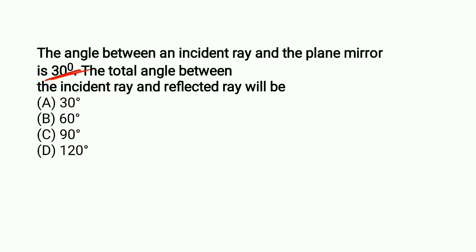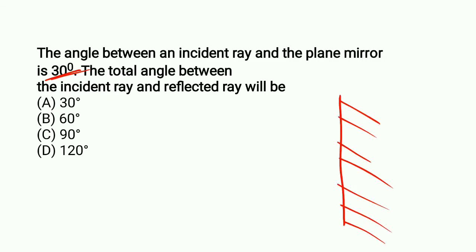So here, in order to solve this one, let us understand this question first by drawing the diagram. So here we have a plane mirror. Okay, so we have one plane mirror. So I will consider one plane mirror. So let us suppose that this is the normal. Okay, so the angle between an incident ray and the plane mirror.